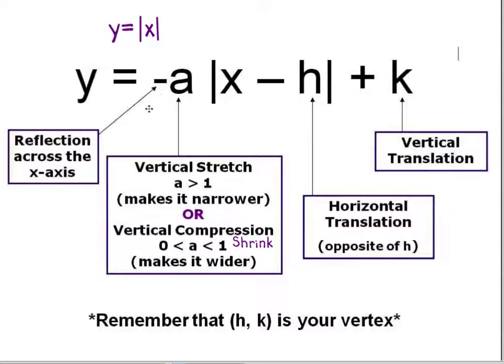Reflect across the x-axis gives us the negative here. The A is that vertical stretch or vertical compression. There's another word that we've used, shrink. Compression, of course, is the same as shrink here. You have the horizontal translation, the opposite of x, and your vertical translation. And remember again, the h, k is going to be your vertex.